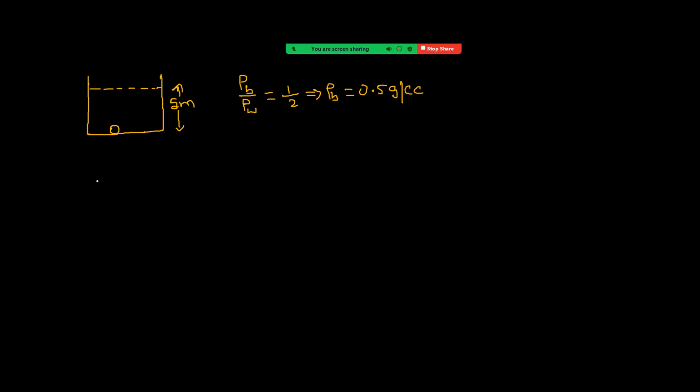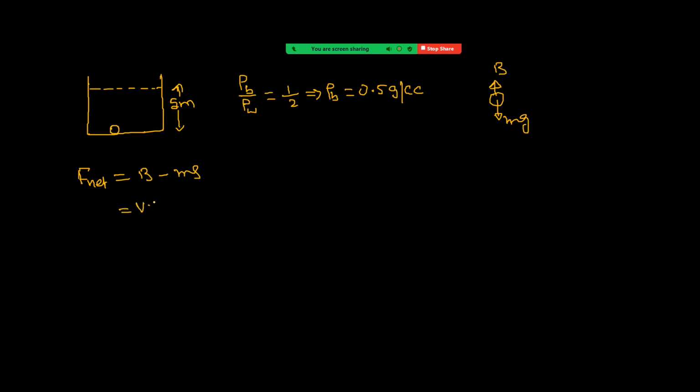First, same as the previous problem, take the net force. So it is moving up. Moving up means buoyancy force must be more. Buoyancy force is upwards, gravitational force is downwards. If buoyancy force is more than the gravitational force, then only it moves upwards. So net force must be buoyancy force minus gravitational force.